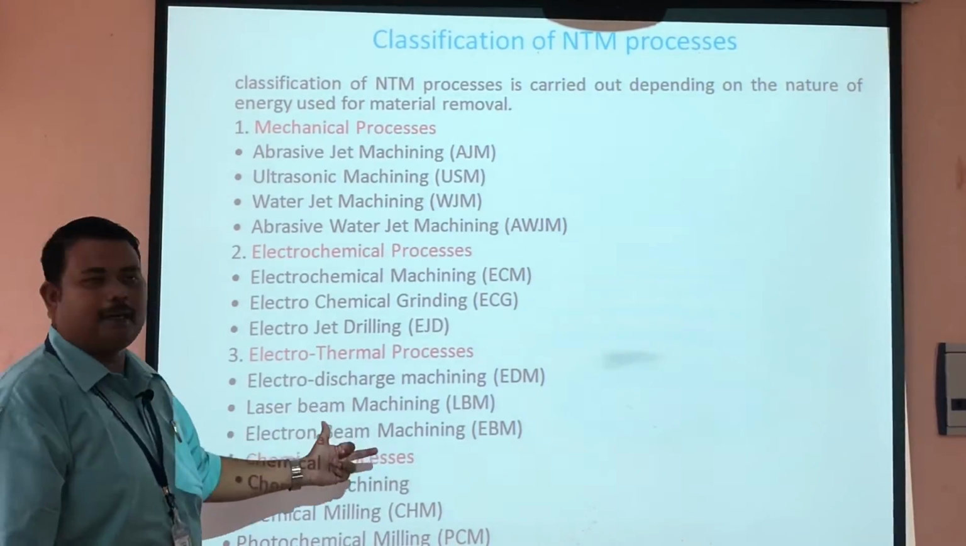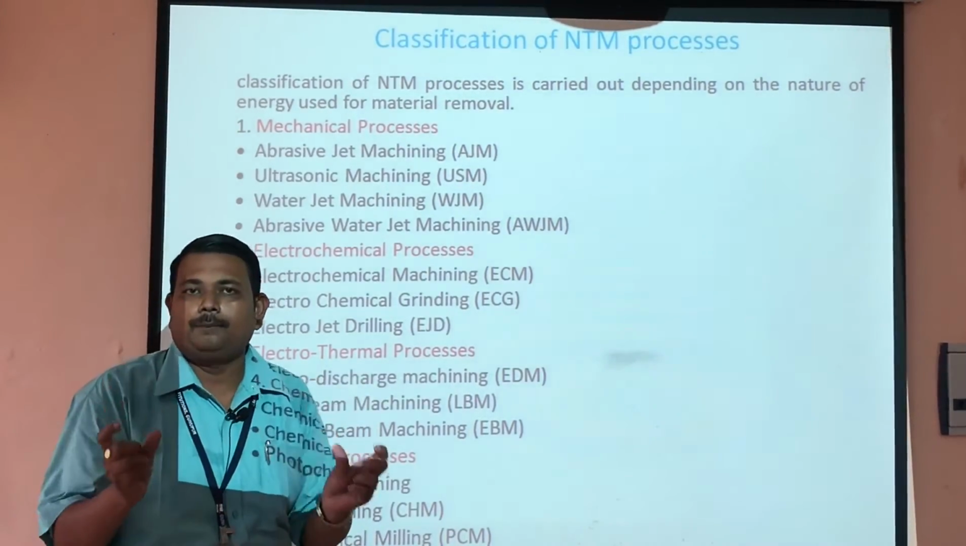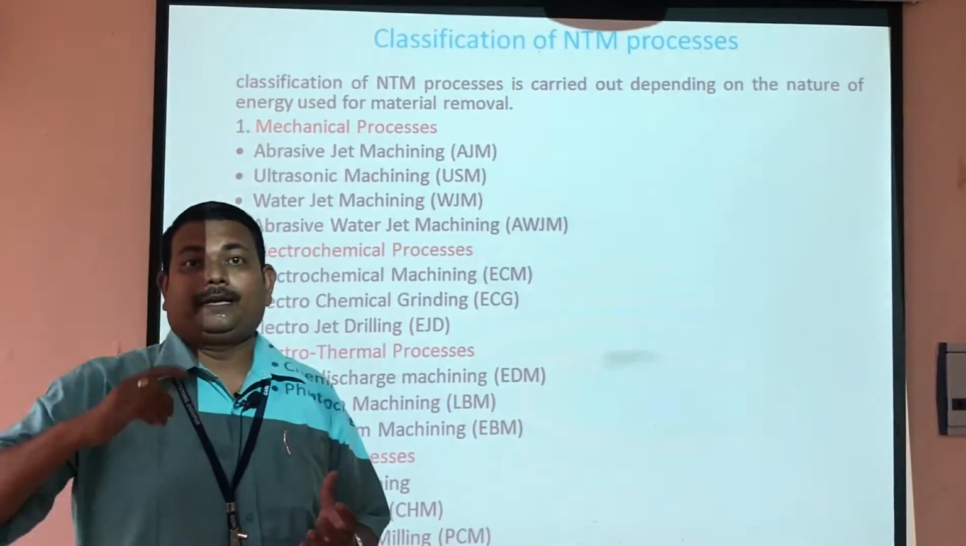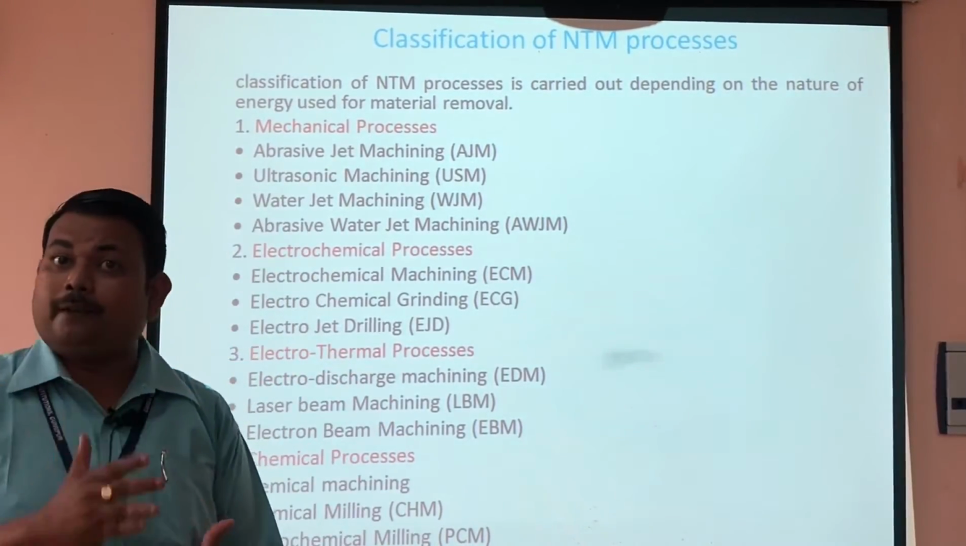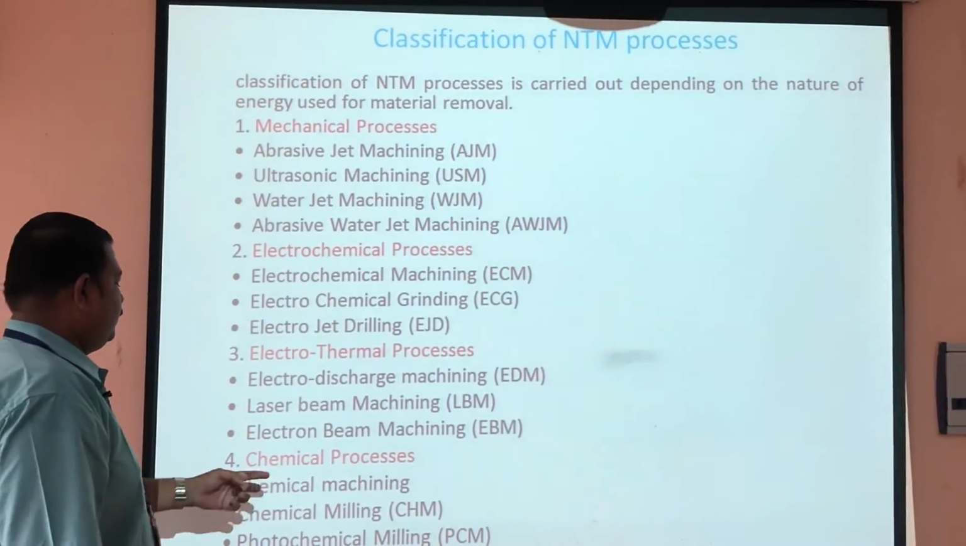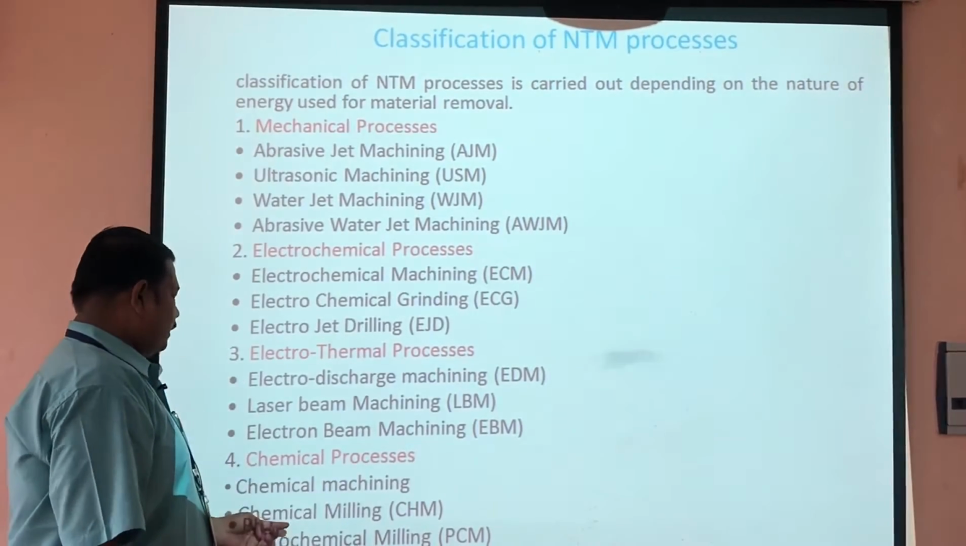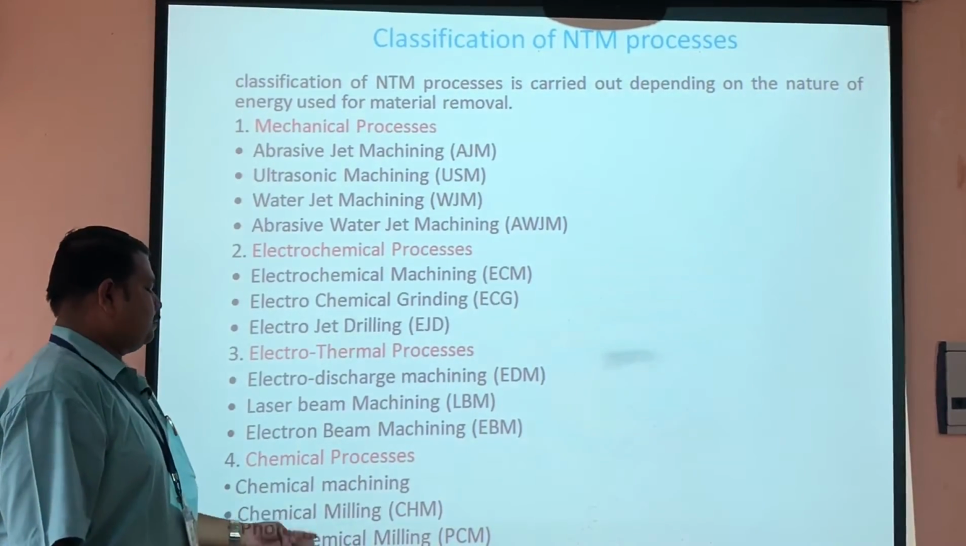The last one is chemical process. Here we are using only the chemical energy domain where we can remove the excess material from a given workpiece. The examples are in chemical machining. Second one is chemical milling. Last one is photochemical milling.